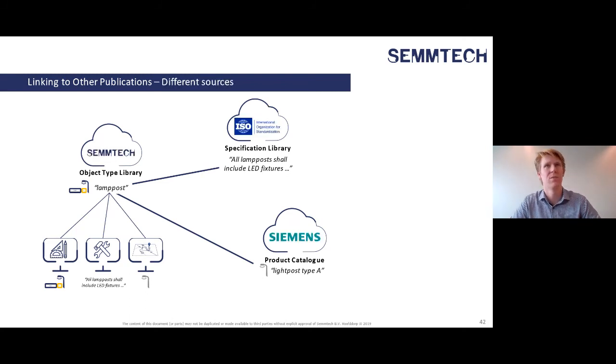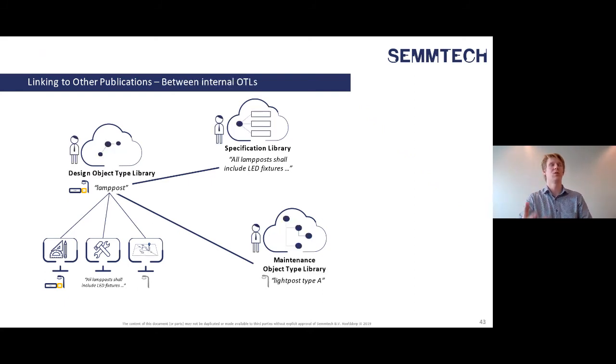And these can be of different entities. So for example, Semmtech could have its own object type library linked to a particular ISO standard published set of specifications. And perhaps we could link to the Siemens product catalog, for example. Or as an asset owner, you might have a different variety of object type libraries yourself, because they have different needs. You might have an object type library which defines objects from the perspective of designing and one from the perspective of maintenance, right? So different functions might be of importance, different aspects might be important.